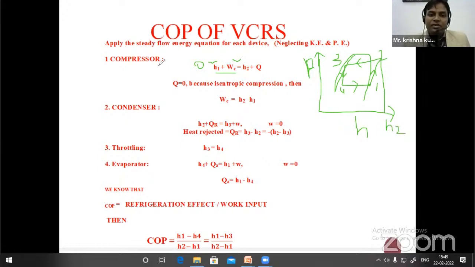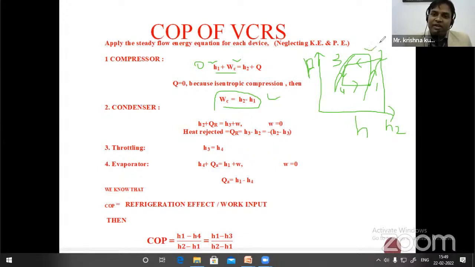Okay, so this is the steady flow energy equation for the compressor. Q plus W, but in an isentropic process we assume that the process is isentropic, so the Q, or the heat transfer, will be negligible. So we reduce Q to 0, and W becomes equal to H2 minus H1. So that is the compressor work we are giving in the VCRS.